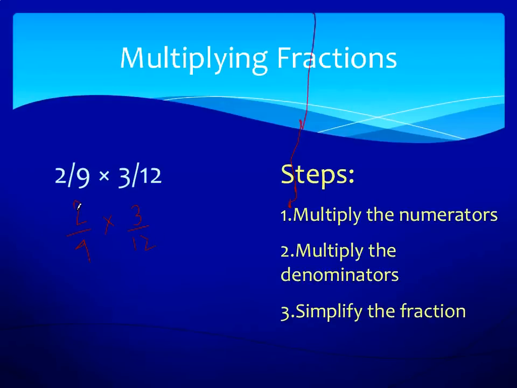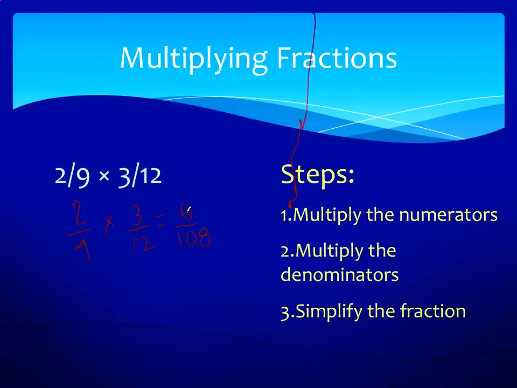And I'm going to follow my steps and just simply multiply the numerators. So 2 times 3 gives me 6. And 9 times 12 gives me 108. So now I need to go through and simplify my fraction, and I want to go through those divisibility rules. Well, I know both numbers end in an even number, so both are easily divided by 2. So I could go ahead and take care of that.